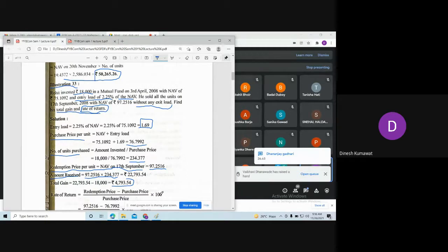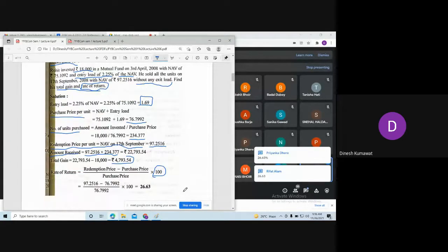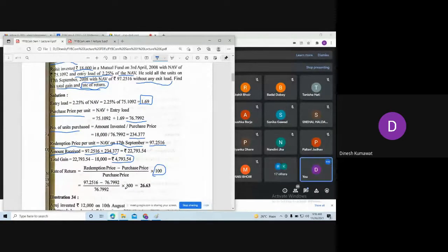So Dhananjay is getting 26.63. Dhananjay, you need to add the percentage symbol at the end because here we are multiplying with 100. What about others? So Sahil is getting 26.63%. So let us check. Okay, so rate of return is 26.63%.